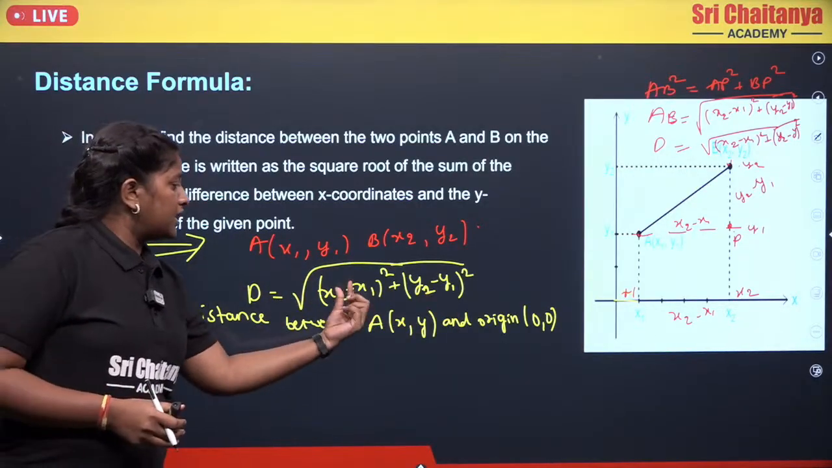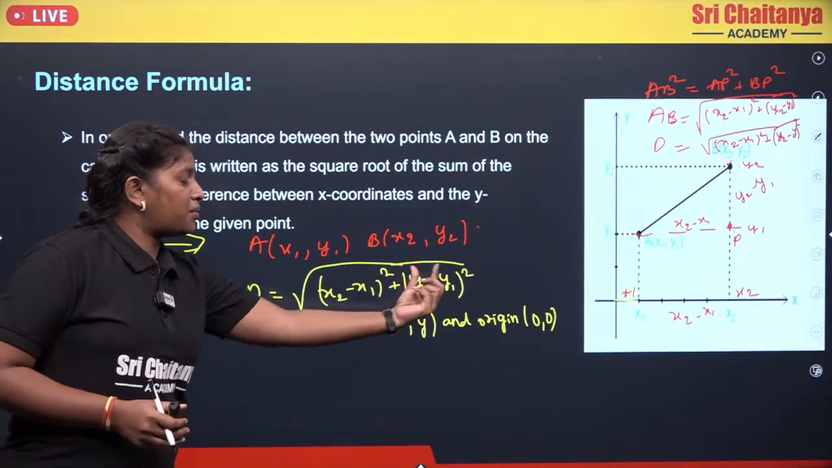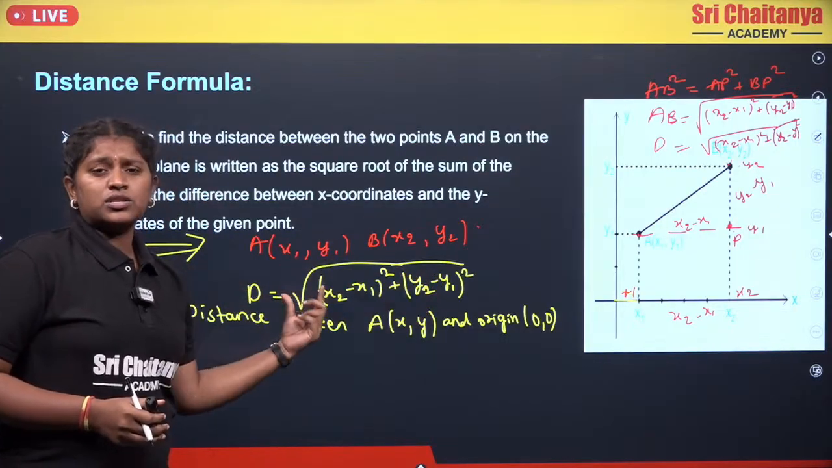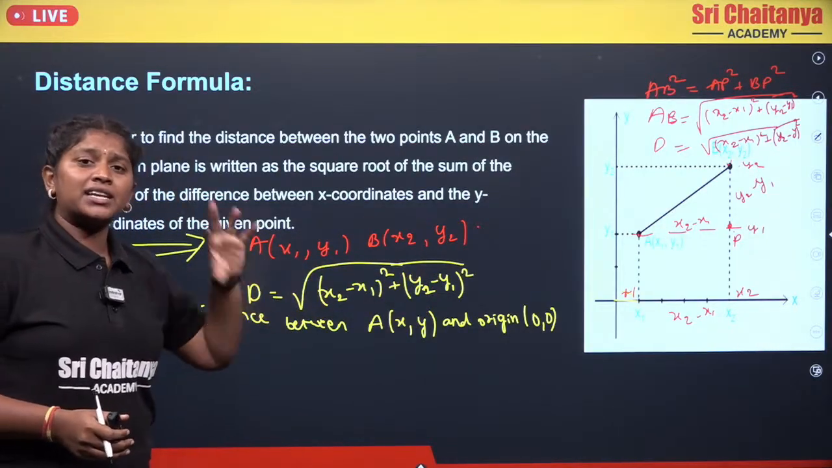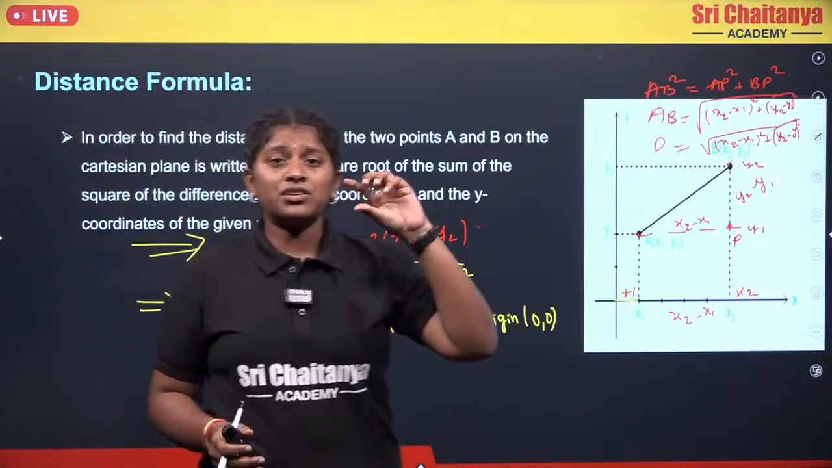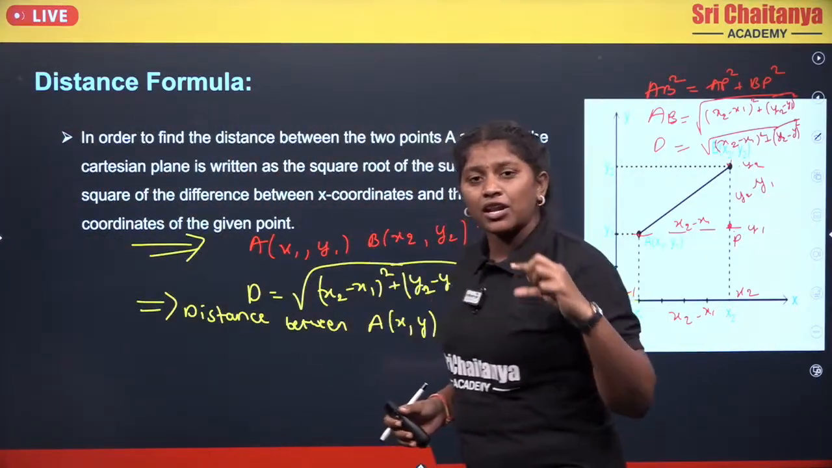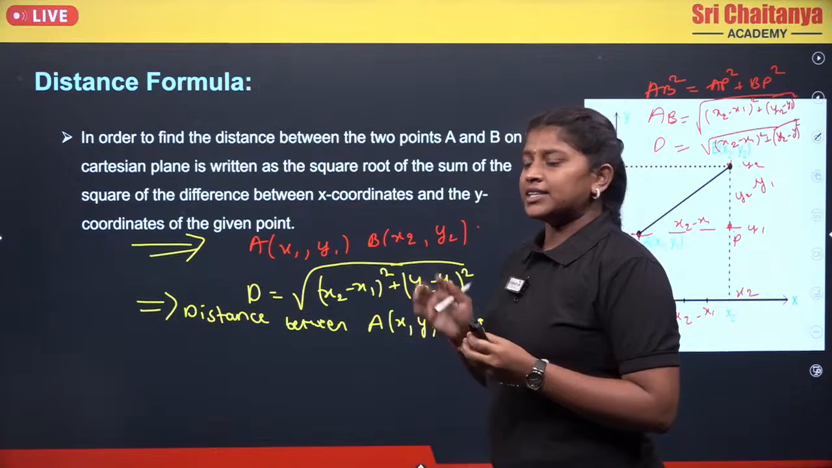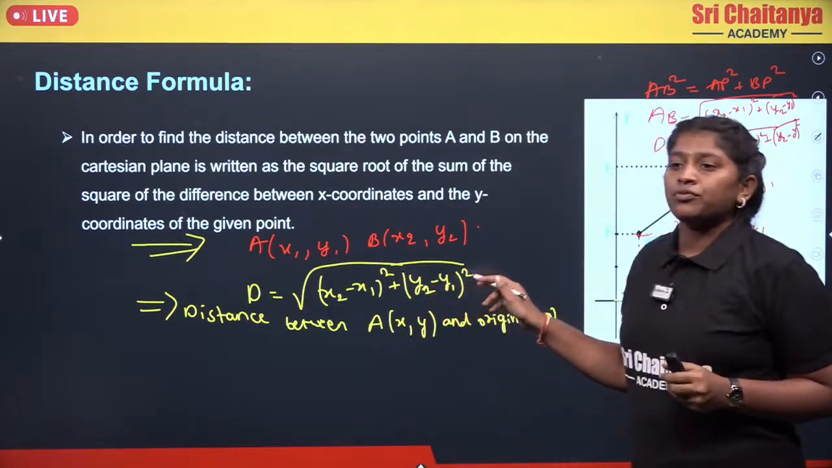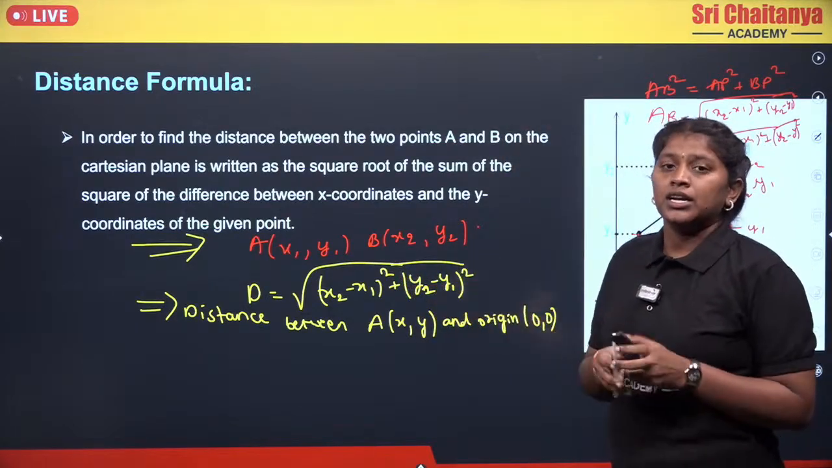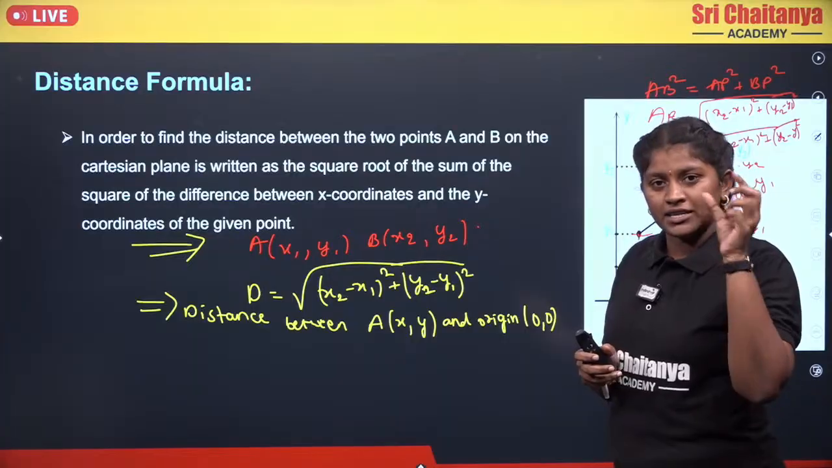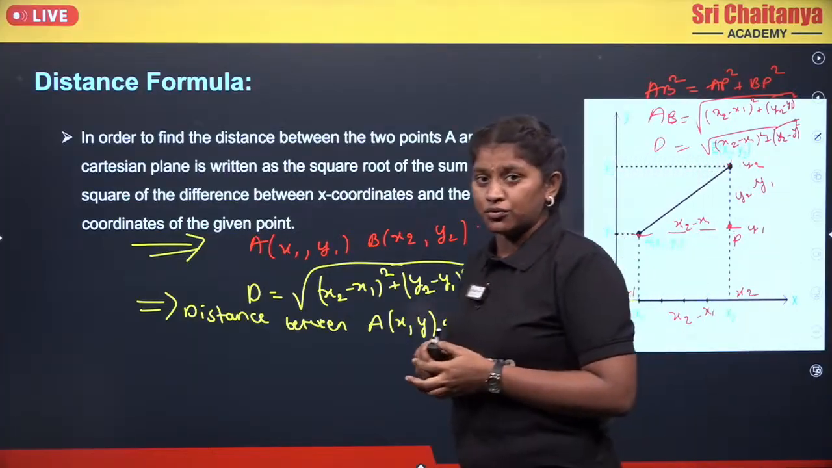From there you will get (0 minus x) whole square and (0 minus y) whole square, right? So 0 minus x becomes minus x whole square. Since you are squaring, the x value will become positive. At the same time, here also it will be (0 minus y) whole square. So 0 minus y means minus y whole square, which is a positive value.